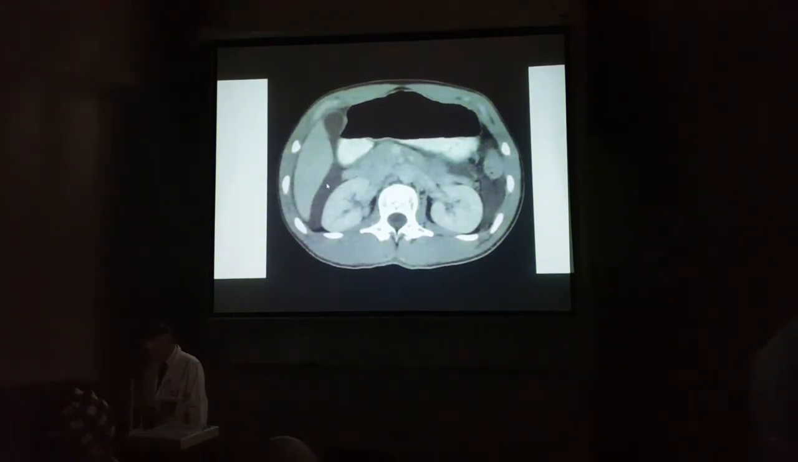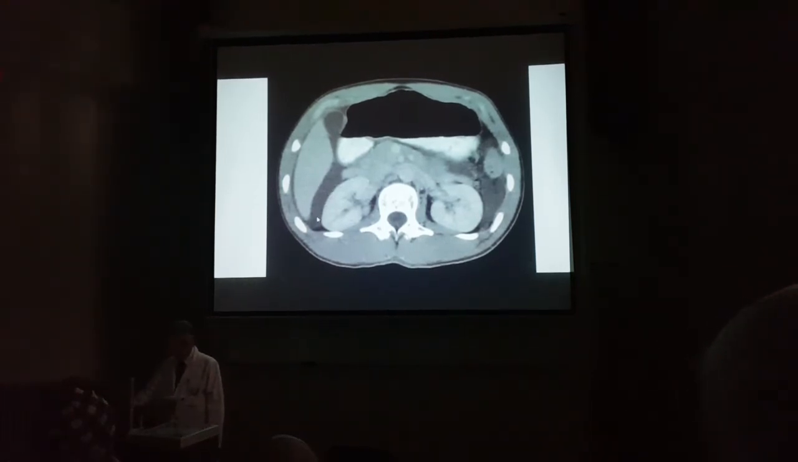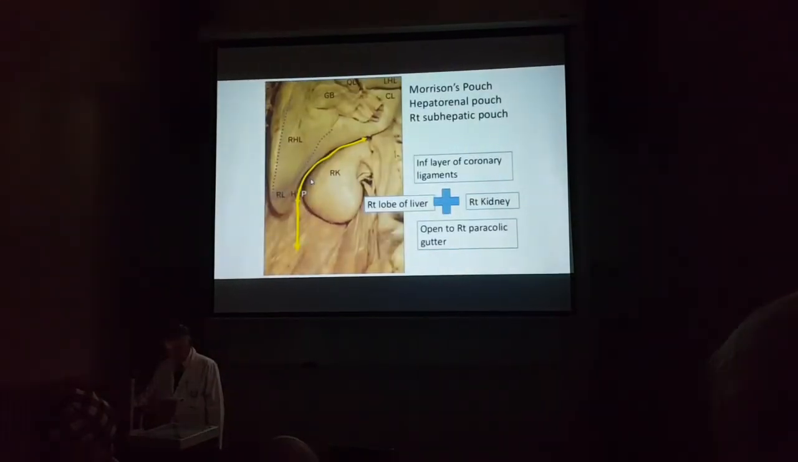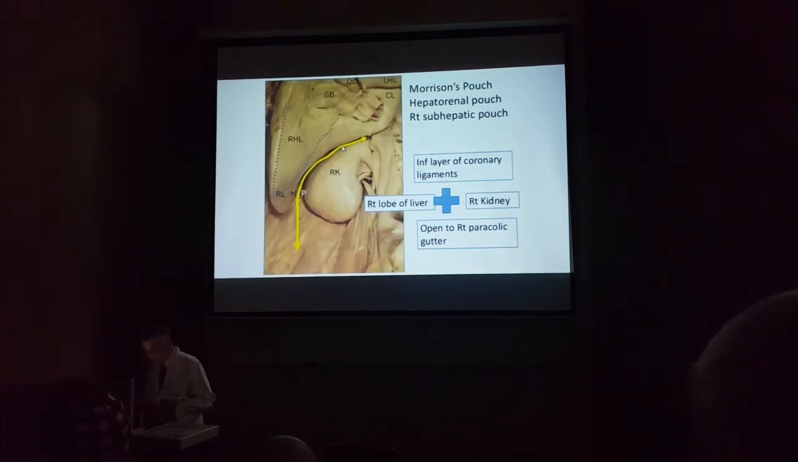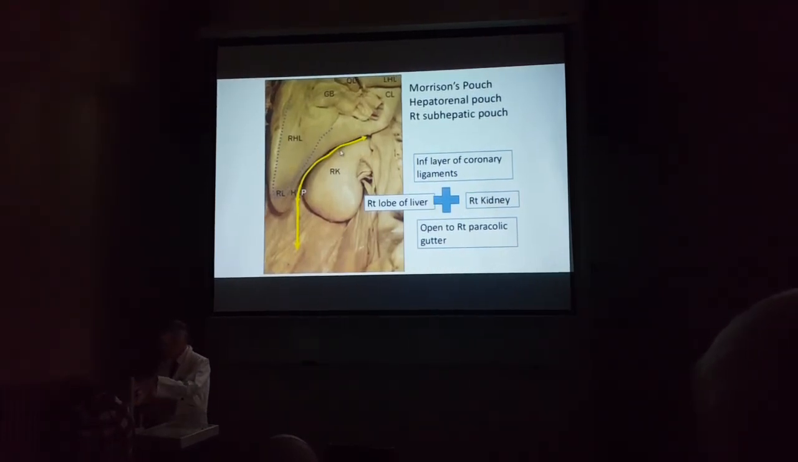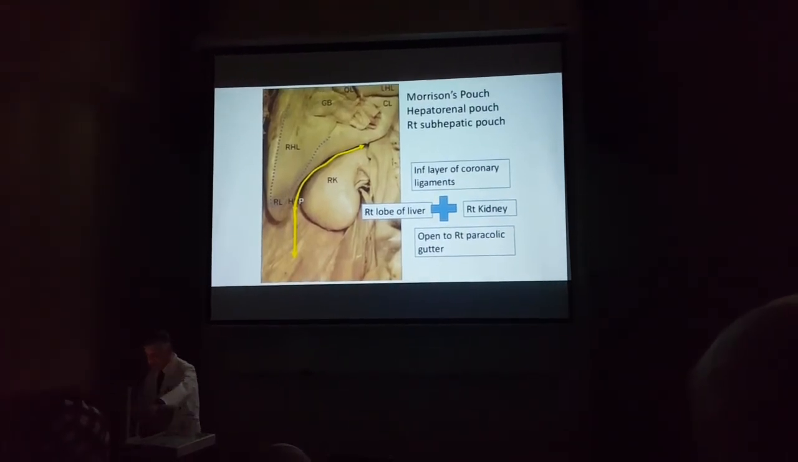Morrison space is called the hepatorenal space. This patient has a collection of fluid in the space between the kidney and the liver. This is the right hepatic lobe, right kidney, and you reflect the liver and you put your hand this way, it goes very deep. Collection of fluid there is difficult.